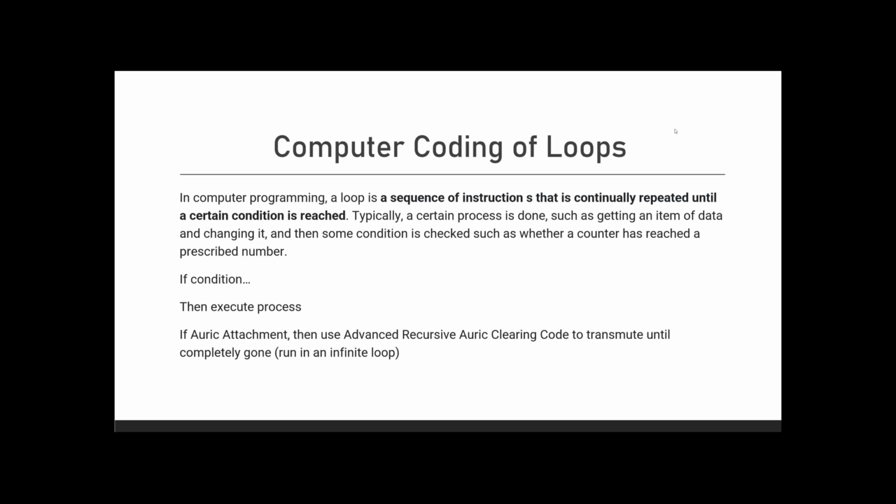If there is an occupant, then use the advanced recursive auric clearing code to clear the occupant. You see? To transmute until completely gone. So run in an infinite loop until all auric attachments are gone. So that's how we do that. Is that clear, everyone? All right.